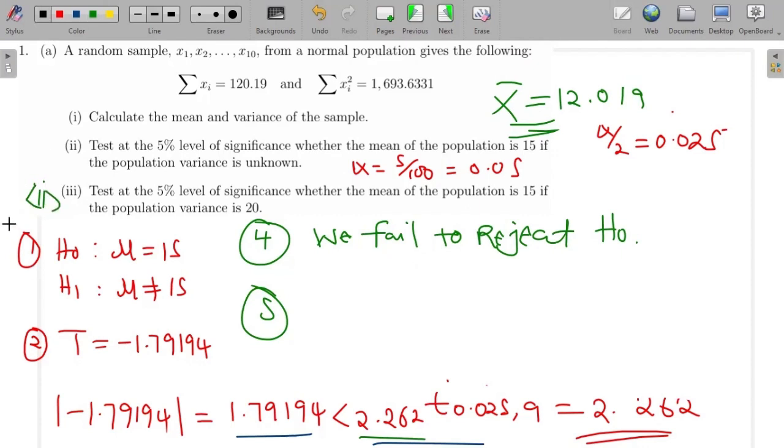So as usual, you can see the steps here. State the null hypothesis, determine the t statistics based on the information that you've been given in that question. And then once you calculate it, come up with the rejection region, which we did here.